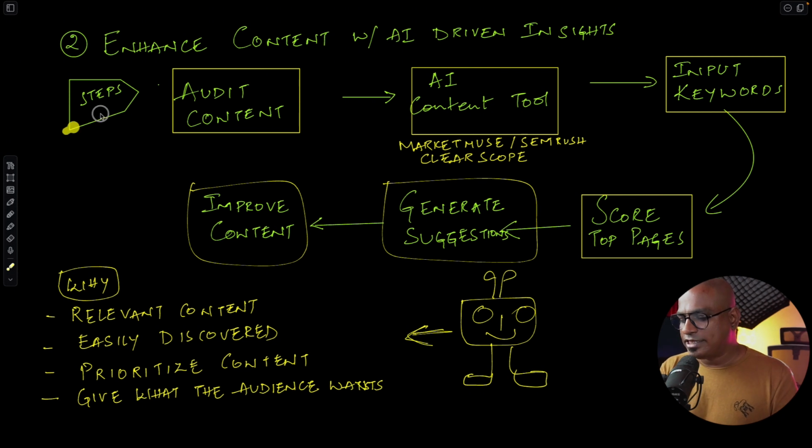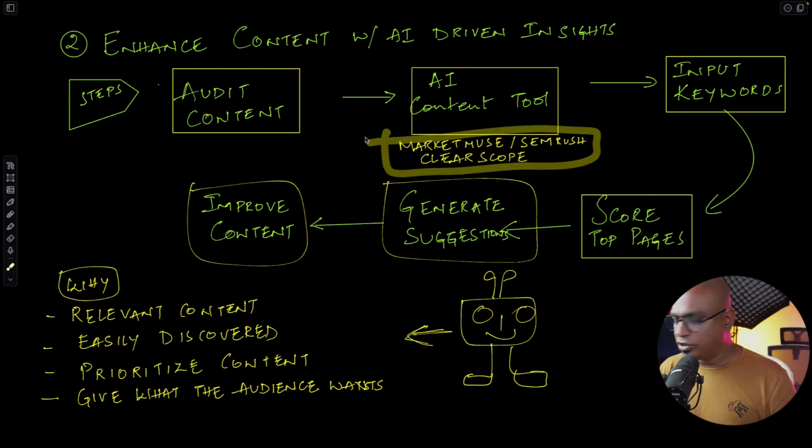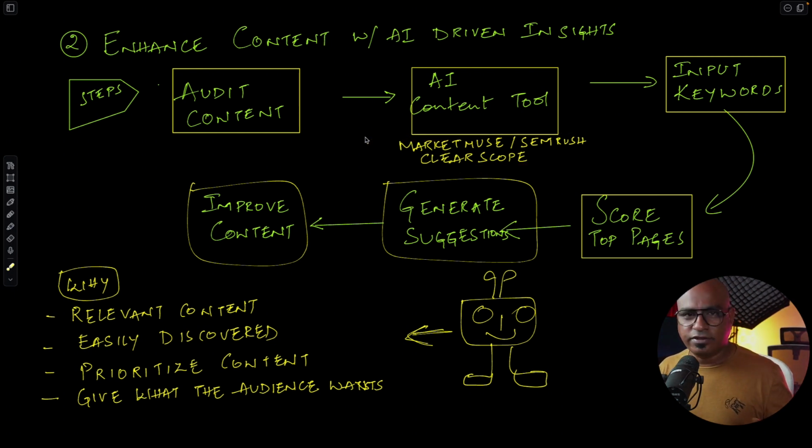Now, what are the steps involved? The steps involved are simple. Audit content. Audit your content that you have right now. How good, bad, ugly is your content? Now, having said that, leverage tools like MarketMuse, Semrush, or Clearscope, and look at what pieces of content are really doing good. Put in input keywords, input broad themes of your keywords.